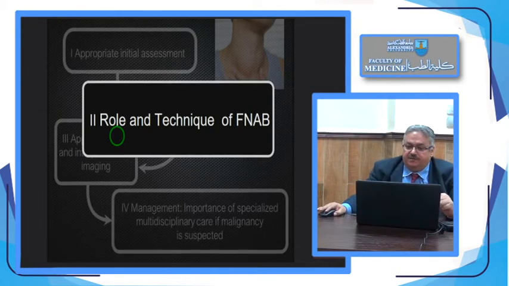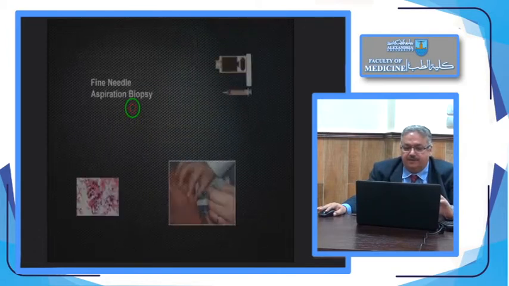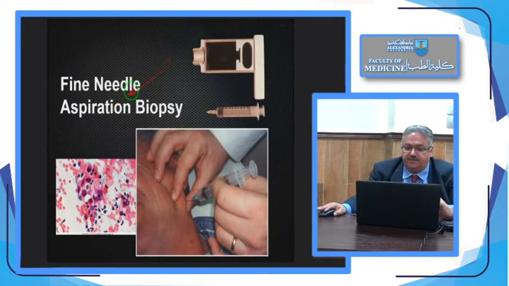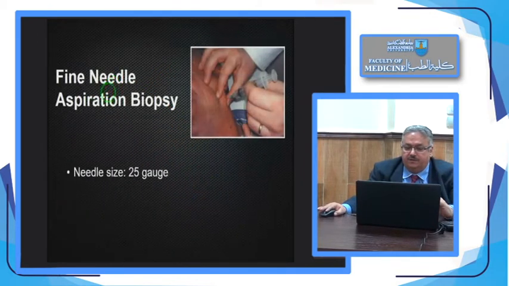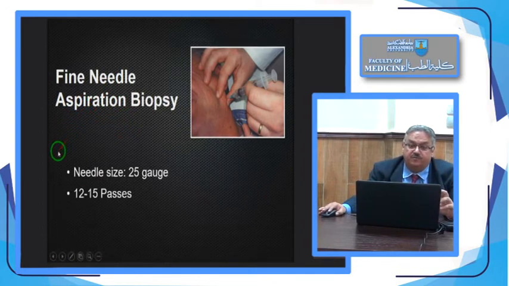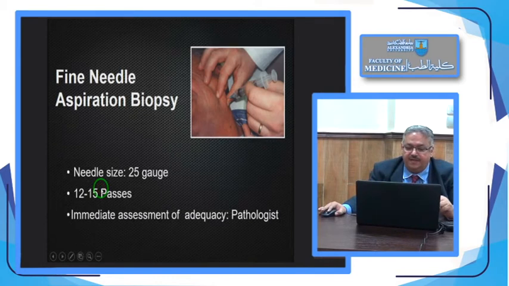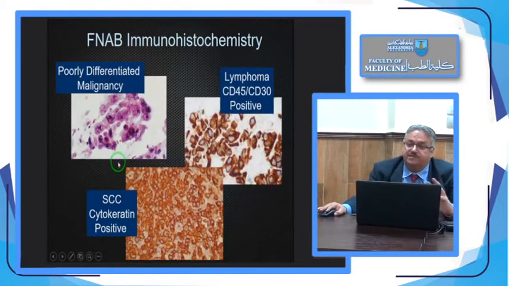The second pillar of the approach of evaluation of neck mass is the role and technique of fine needle aspiration biopsy. Well, this is how we do fine needle aspiration biopsy, and the needle size is 25 gauge. You need to perform 12 to 15 passes, and there should be an immediate assessment of adequacy by a pathologist, of course. So why is it important?